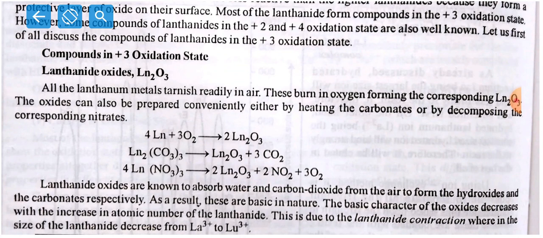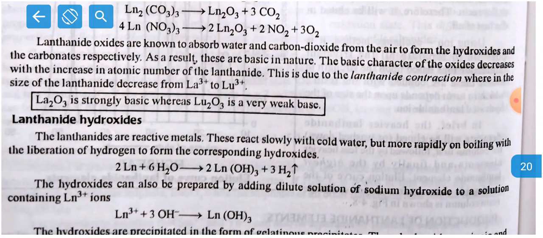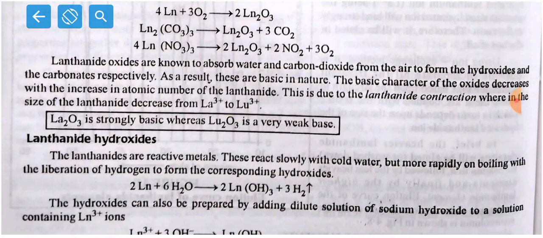Lanthanoid oxides are known to absorb water and carbon dioxide from the air to form the hydroxide and the carbonate respectively. As a result, these are basic in nature. The basic character of the oxide decreases with the increase in the atomic number of the lanthanoid. This is due to the lanthanoid contraction, wherein the size of the lanthanoid ion decreases from lanthanum 3 positive to lutetium 3 positive. La2O3 is strongly basic, whereas Lu2O3 is a very weak base.